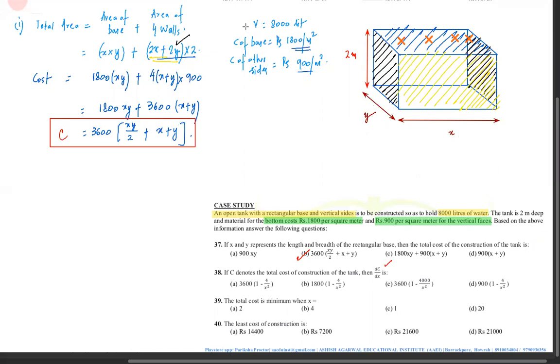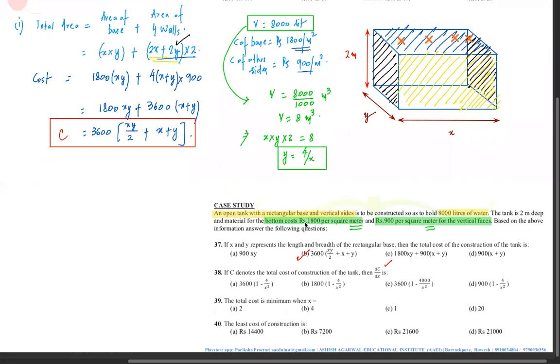So we will now take help from the volume equation. Since they have given us volume is equal to 8,000 liters and the cost is given in terms of square meter, our task is to convert this volume 8,000 liter into meter cube. So it becomes volume is equal to 8 meter cube. Now we know what is volume. It is length into breadth into height for a cuboid. So we can now substitute y is equal to 4 by x.